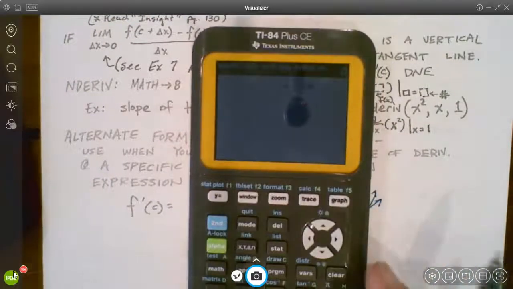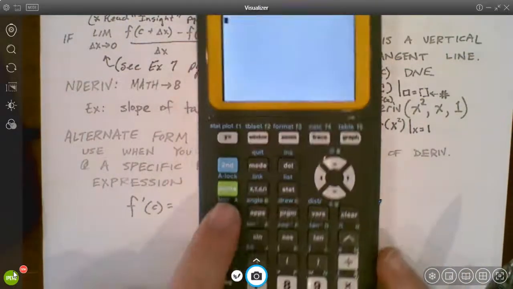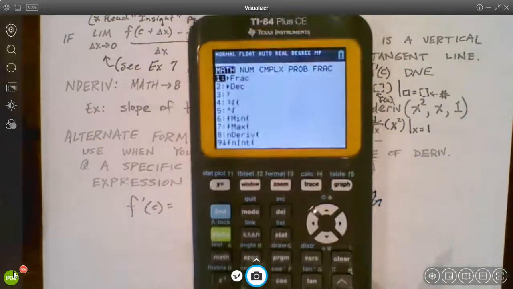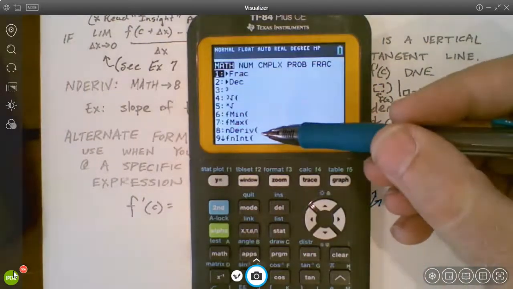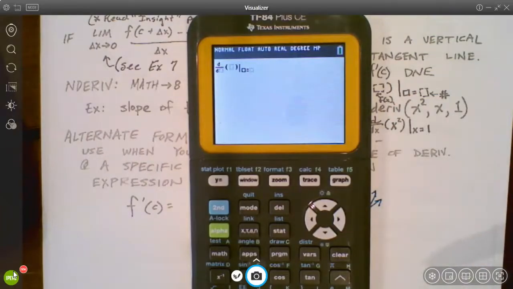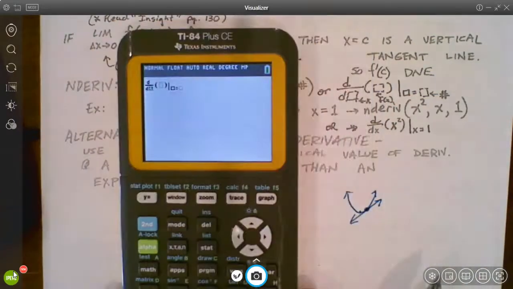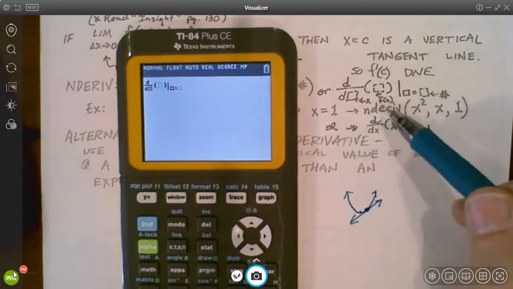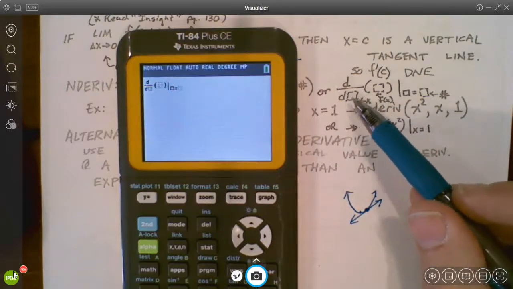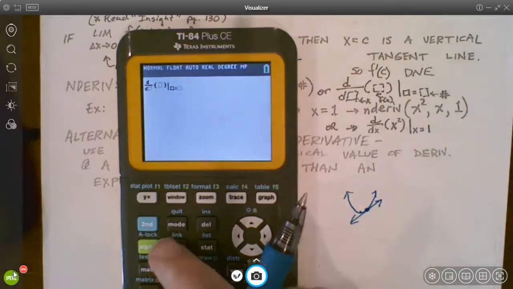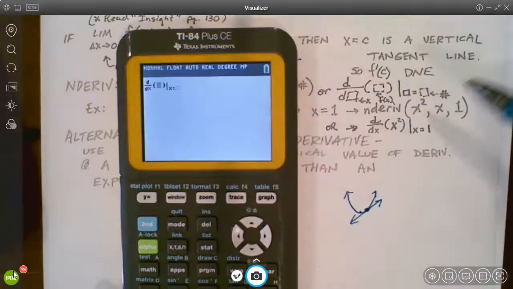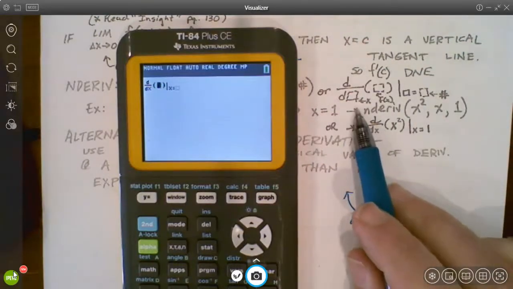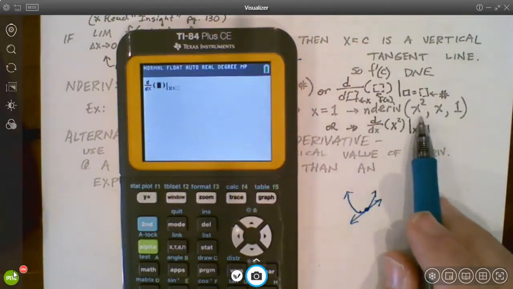Essentially, we're going to go to our math button. I'm going to hit the math button, which pulls up that menu, and then option 8, where it says nDeriv. We're going to choose that one, and then we're just going to plug in the items. You're seeing over here what it is that we're plugging in. So we're doing d over dx. I'm going to throw an x into that. And then within those parentheses, we're going to put the function that we're deriving. In this case, our function was x squared.